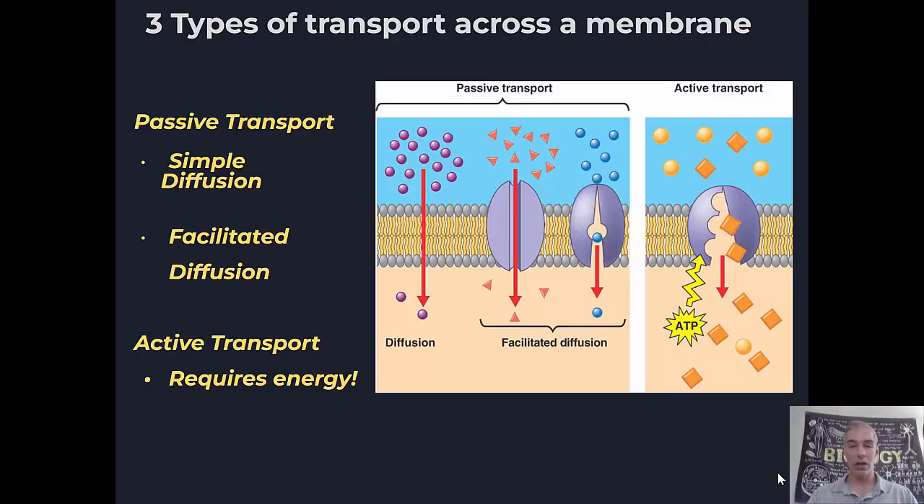We have facilitated diffusion, which is the movement of larger molecules, but it's still going from high concentration to low concentration. It's still going across the membrane high to low, but it just needs help with a protein channel to get across. And lastly is active transport, which is where we're trying to go low to high against the concentration gradient, but energy is required to do this because we're kind of going against the second law of thermodynamics.